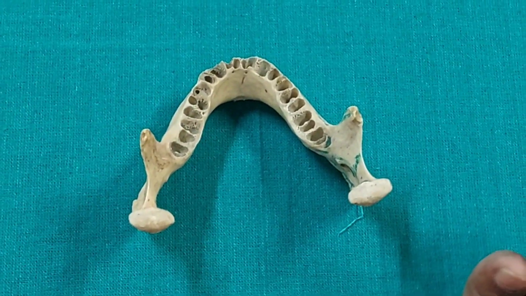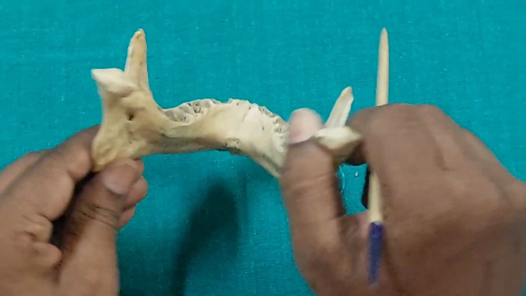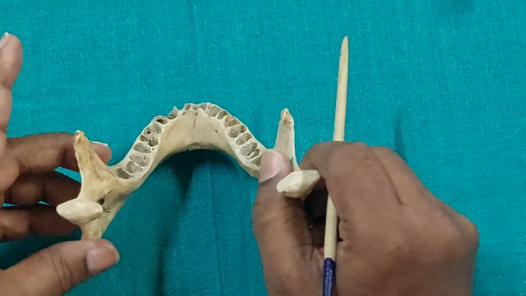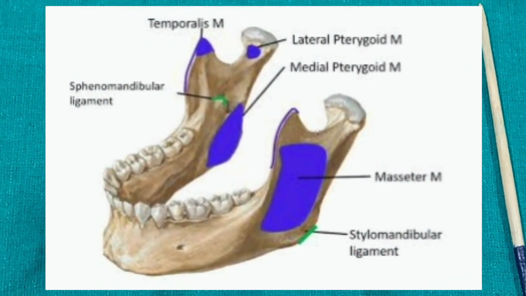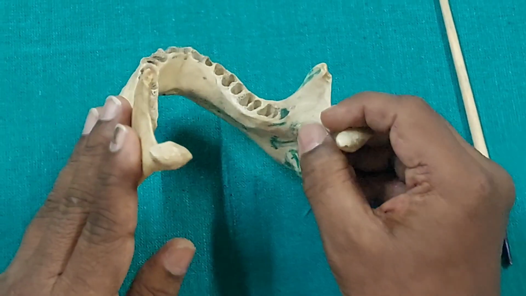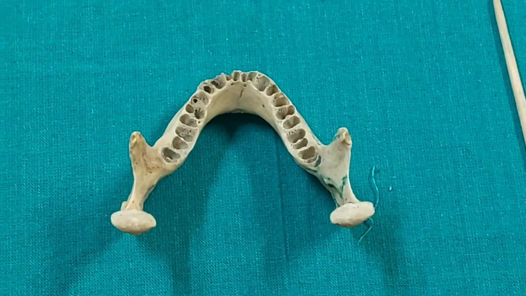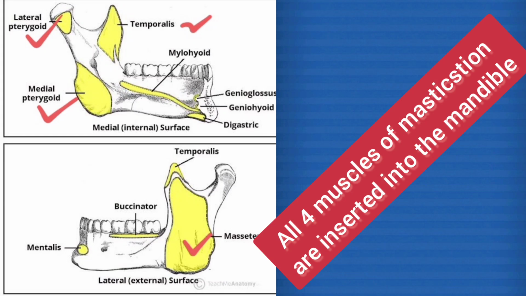So I told you all the four muscles of mastication. These are masseter, medial pterygoid, lateral pterygoid, and temporalis. If you are asked what the muscles of mastication are, these four are the muscles of mastication. In the mandible, whether they are inserted or originate, your answer will be: all the four muscles of mastication are inserted into the mandible.